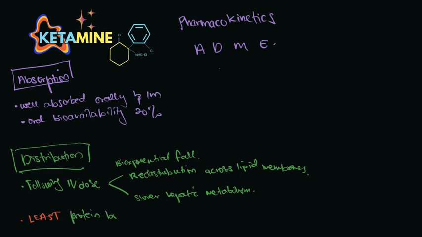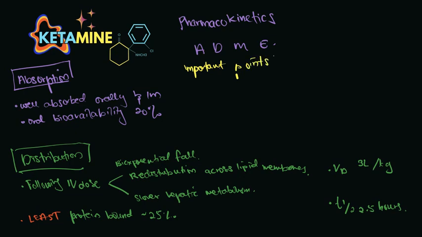Ketamine is the least protein bound at only about 25% compared to the other IV induction agents. Ketamine has a high volume of distribution of about 3 liters per kilogram owing to its high lipid solubility, and an elimination half-life of 2.5 hours owing to its high hepatic clearance.